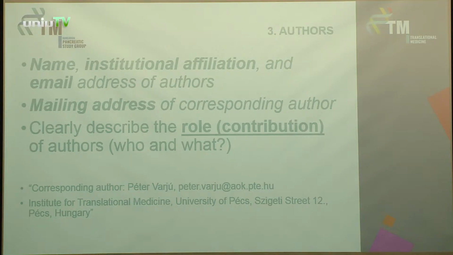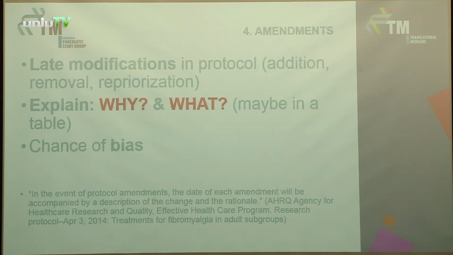Okay, the third point is the authors. We should write down the name of every author, their affiliation, and email address, and we should give the mailing address of the corresponding author. We should describe the role or the contribution of each author. We can make later modifications in our protocol, but it's important that we mark them. What modifications did we make, and why did we make them? These modifications as well carry a chance of bias.